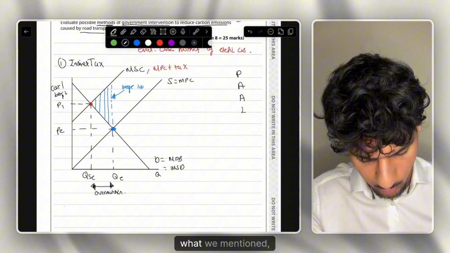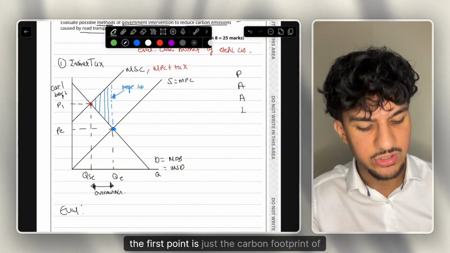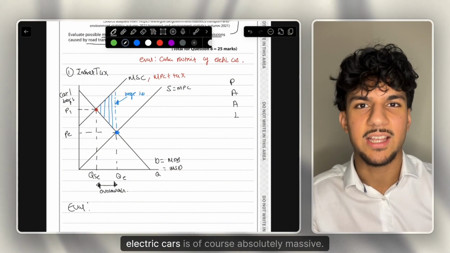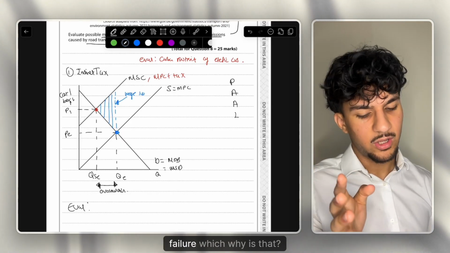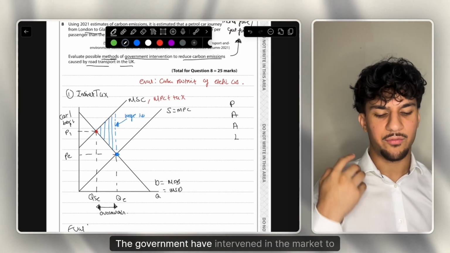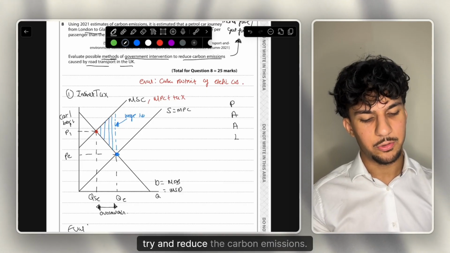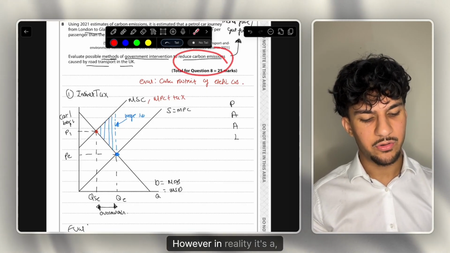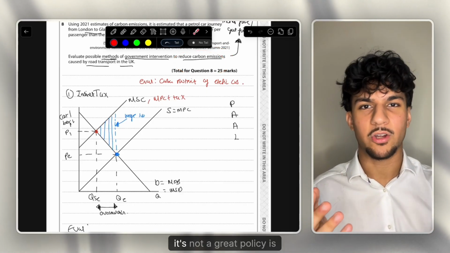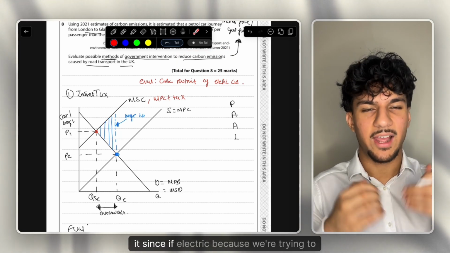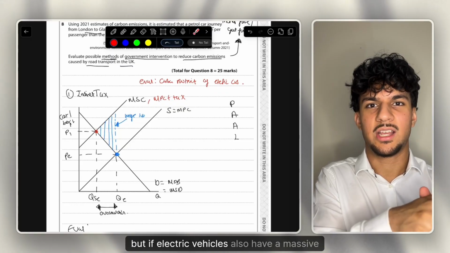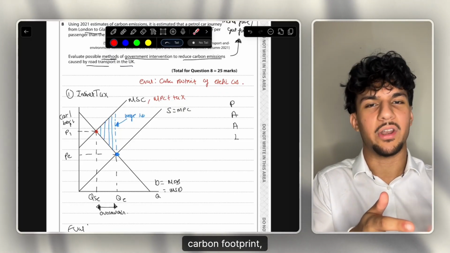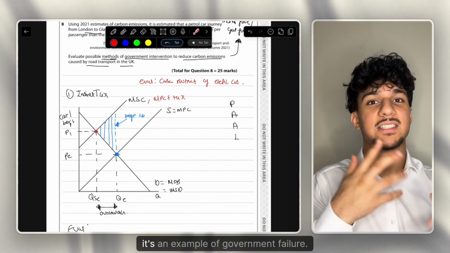Like I said before, the first point is just the carbon footprint of electric cars is, of course, absolutely massive. So that means that you can link that to government failure. Why is that government failure? The government have intervened in the market to try and reduce the carbon emissions. However, in reality, it's not a great policy, is it? Because we're trying to incentivize electric vehicles, but if electric vehicles also have a massive carbon footprint, massive carbon emissions, it's an example of government failure.